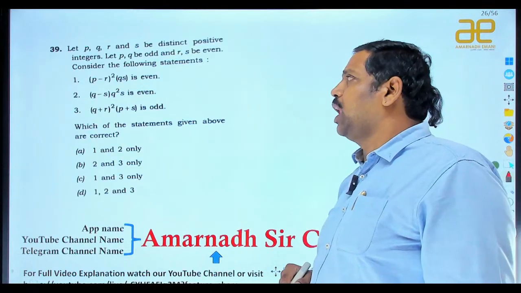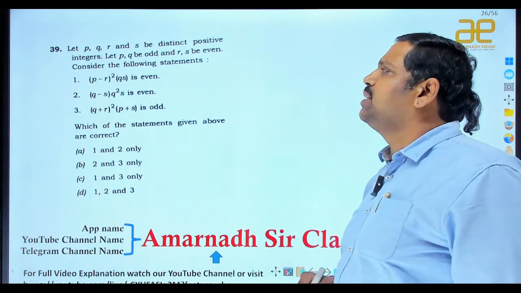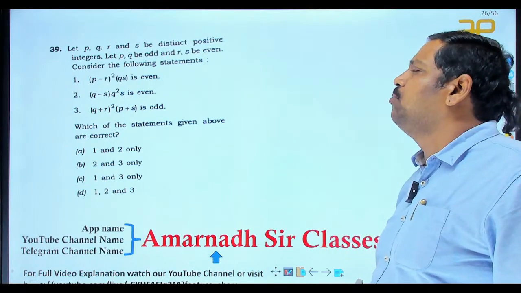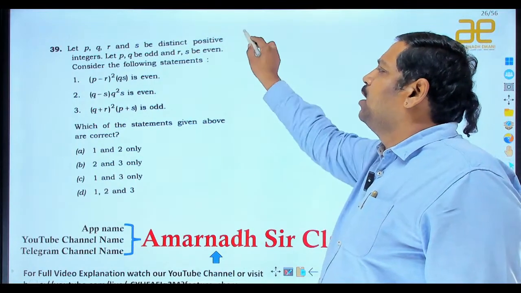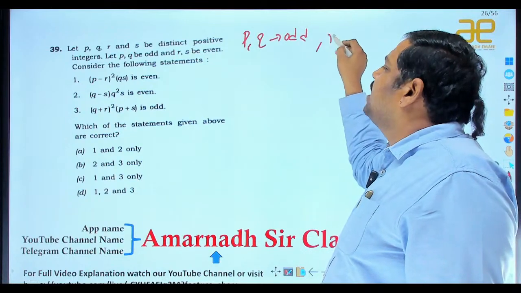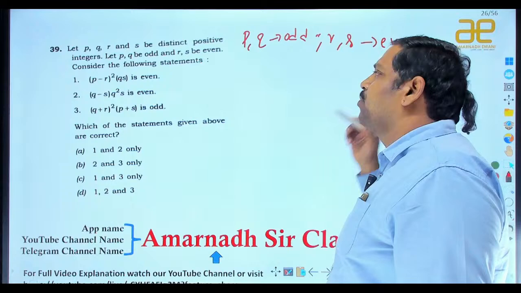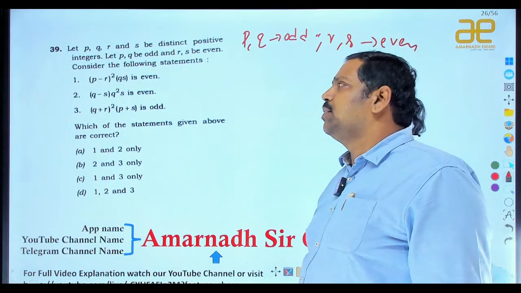So the next beautiful one. Let P, Q, R and S be distinct positive integers. Let P, Q be odd numbers. I'm writing here: P, Q are odd. R and S are even. Okay, good. That's fine. Consider the following statements.